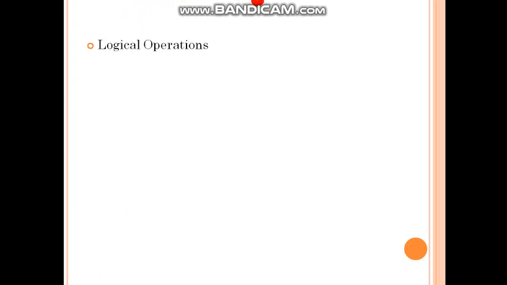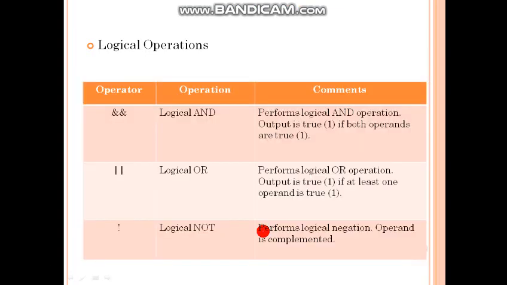Next one is the logical operator. If you go into detail of the logical operators, you will find that there are 3 logical operators used for performing the basic logic operations: AND, OR and NOT. The first operator is the logical AND operator, and this operator is written as the double ampersand symbol. This is the operator for performing the logical AND operation.